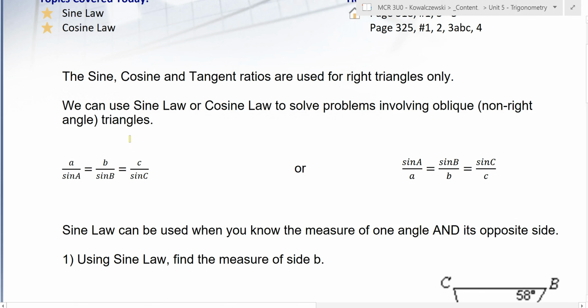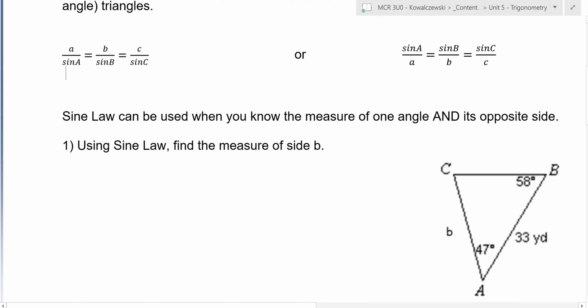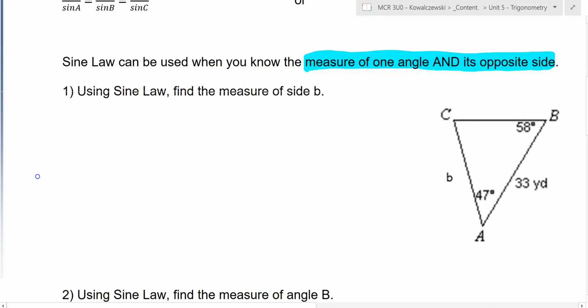Now it's very important to understand that when we say side A, now we use lowercase letters for the side lengths, we have to divide that by sine of its opposite angle. So A is opposite of angle A, B is opposite of angle B, and so on. So we have to make sure that we exactly match those up. In general, sine law can be used when you know the measure of one angle and its opposite side. Basically, you have to have the numbers for at least one of those ratios in order for sine law to work. So using sine law, we're going to find the measure of side B.